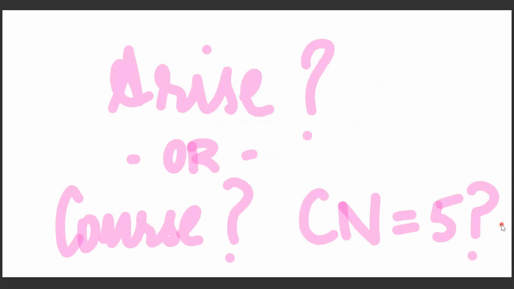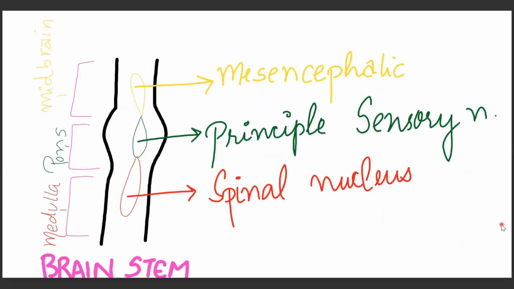Now we have to define the course of the trigeminal nerve. From where does it arise? This is a small diagram of the brainstem. As we all know, there are three main parts of a brainstem. The uppermost part is the midbrain, the middlemost part is the pons, and the lowermost part is the medulla. So here are these three parts.